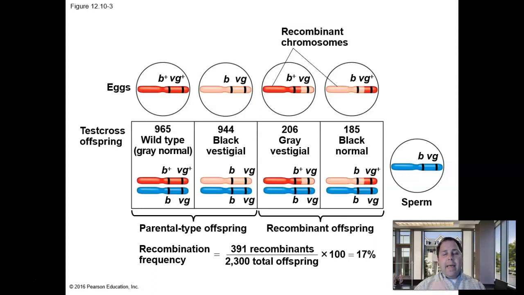17% of the time. And remember, I already gave you those boundaries, right? So if they're perfectly linked, they'll recombine 0% of the time. If they're completely unlinked, they'll recombine 50% of the time. So 17 sits somewhere between 0 and 50%.